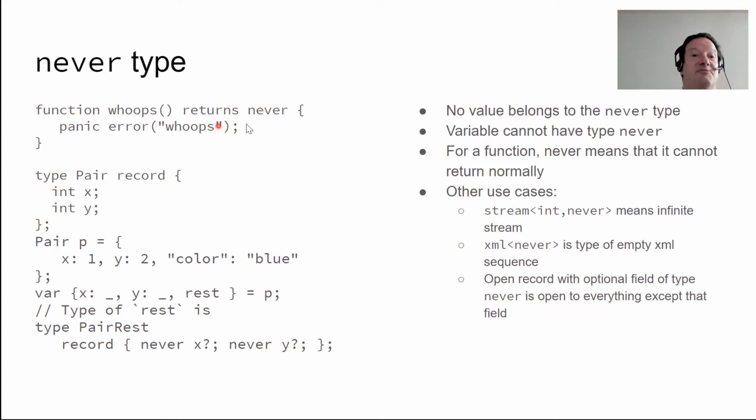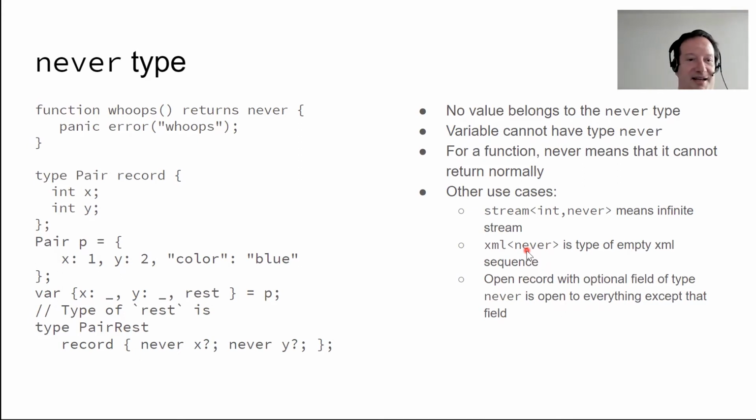Another use case: TypeScript actually has a never type. There are quite a few languages that have this type. TypeScript uses the name never, and we got it from TypeScript. So another example is stream int never, which would be an infinite stream of ints. It can never return normally. XML never. What do you think XML never means? Well, the argument for XML is all the possible things that can occur in the sequence. If nothing can occur in the sequence, that means it's an empty sequence. So this is actually a way to write the type for the empty XML sequence.